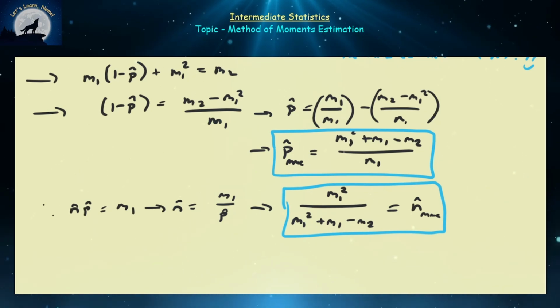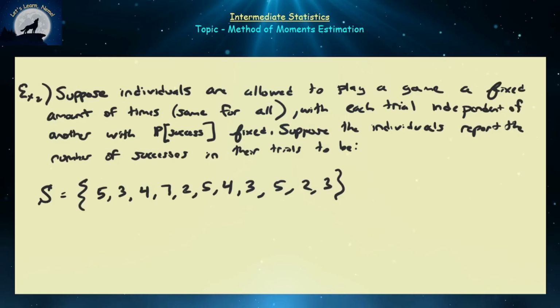Now let's look at a practical example of where you might want to use these. So let's suppose that a set of individuals are allowed to play a game a fixed amount of times, the same number of trials for all of them, and let's assume that each trial is independent of one another by experimental design, and let's assume that the probability of success of each of those trials for each of those individuals is fixed for all of them, again by experimental design.